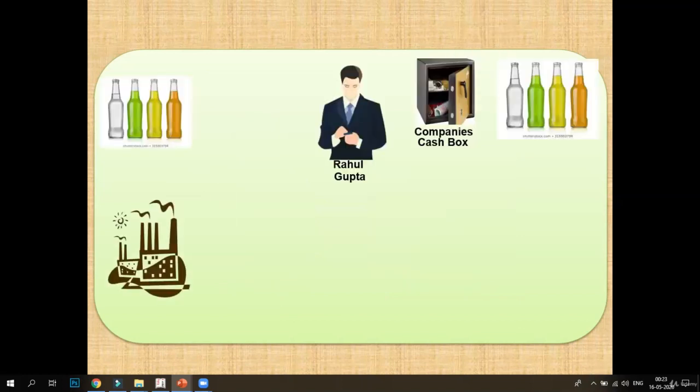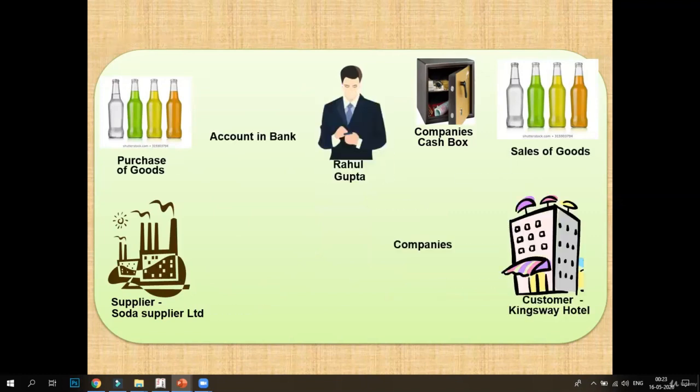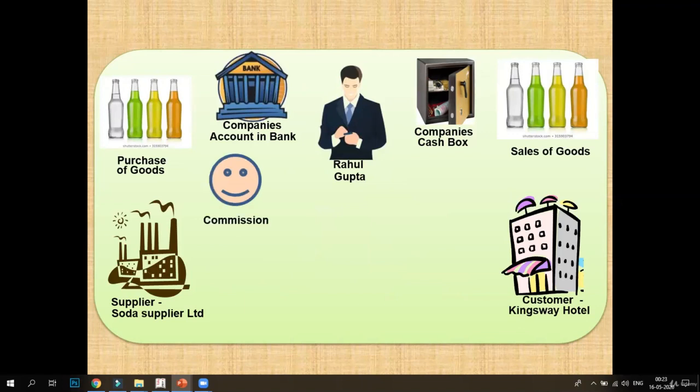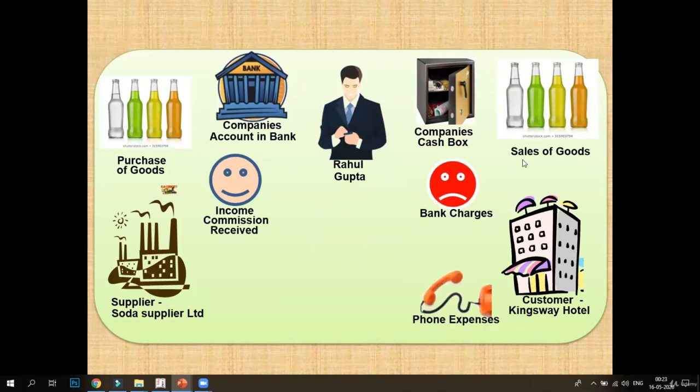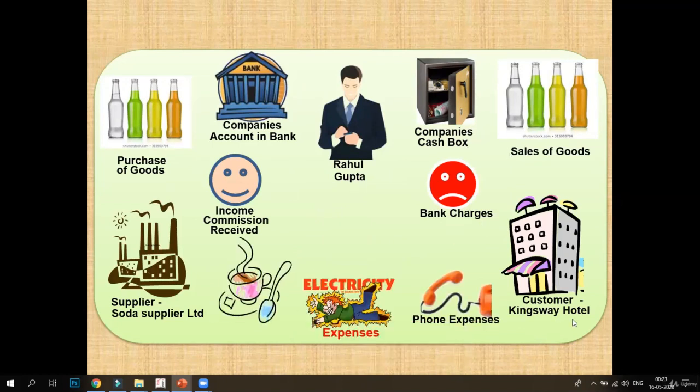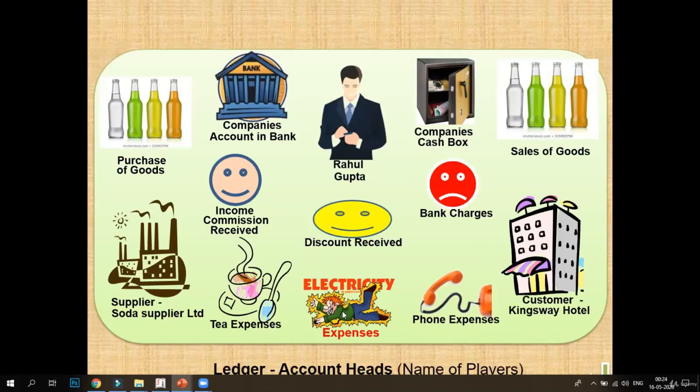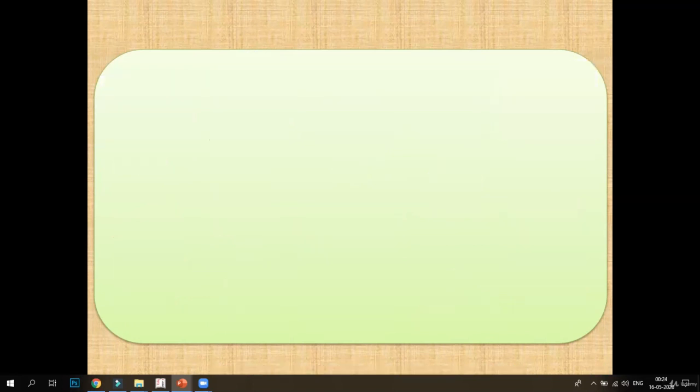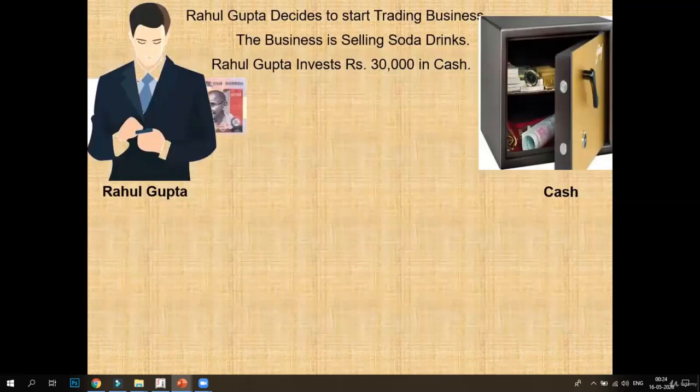Just as we have many ledgers and players in our business, as we have in the football game, like purchase of goods, company's account in bank, cash box, sale of goods, bank charges, Kingsbay Hotel, our customer, telephone expenses, electricity expenses, tea expenses, suppliers account, income commission received, and discount received. So these all are the players of our football game and known as the ledgers in my business. Now we'll see how the entries will be recorded.